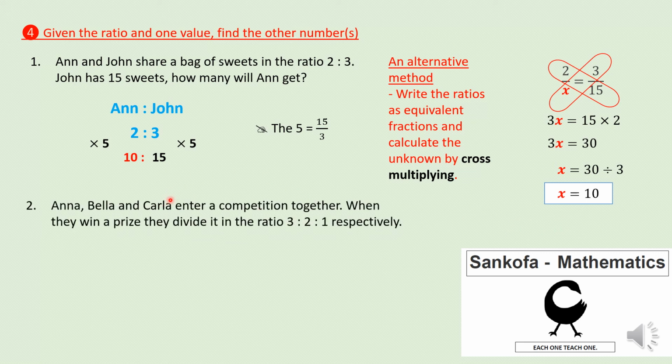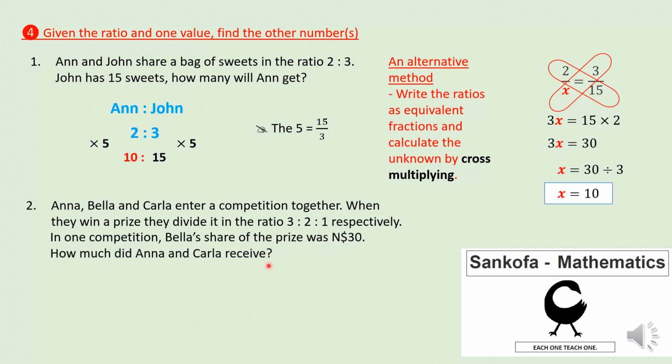Then there's a second question here. It says N, Bella, and Carla, A, B, C, as you could have thought of it. They enter a competition and they win a prize. They divide the prize in the ratio 3 to 2 to 1. So it could be that the competition was of such a nature that Hannah gets the majority of the prize that they get. Okay, so they get Bella's share.